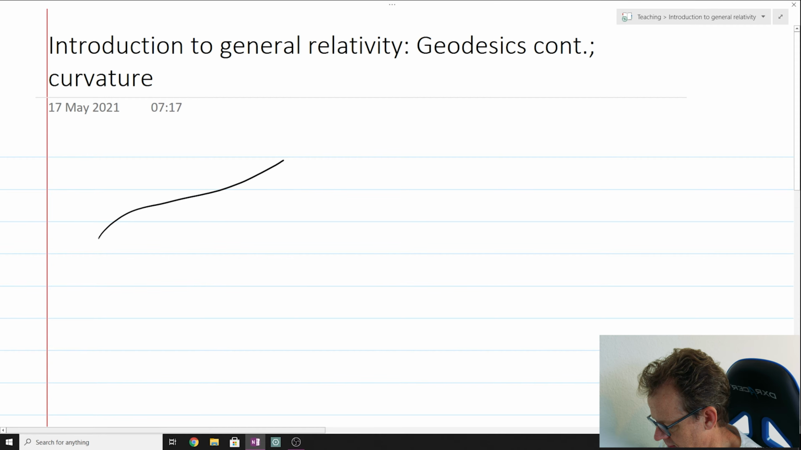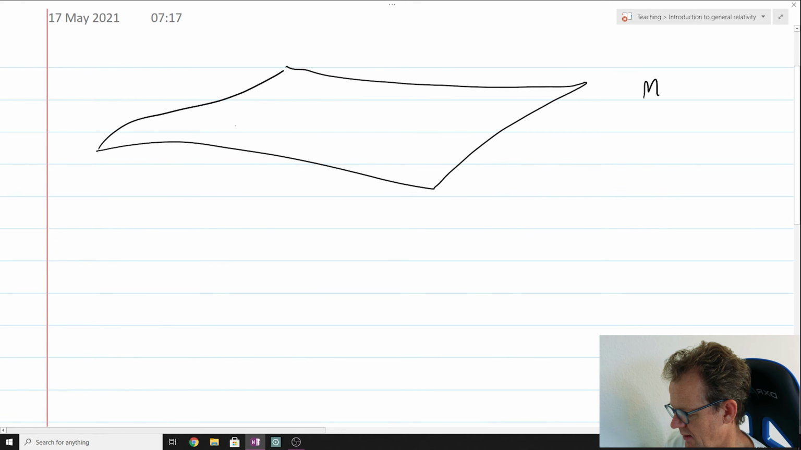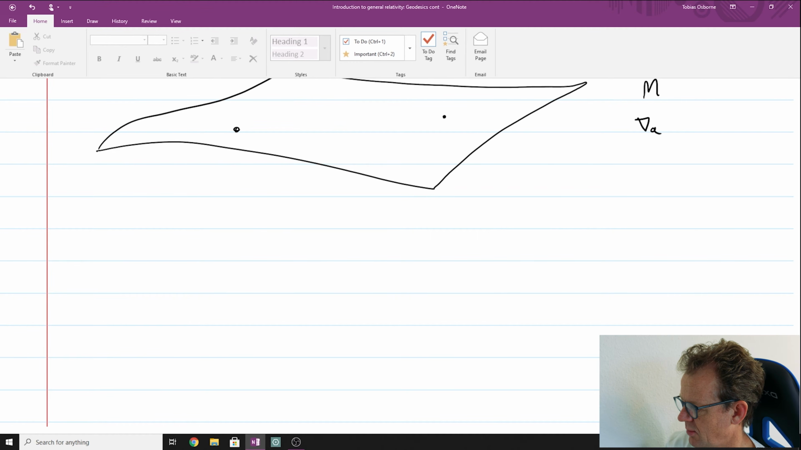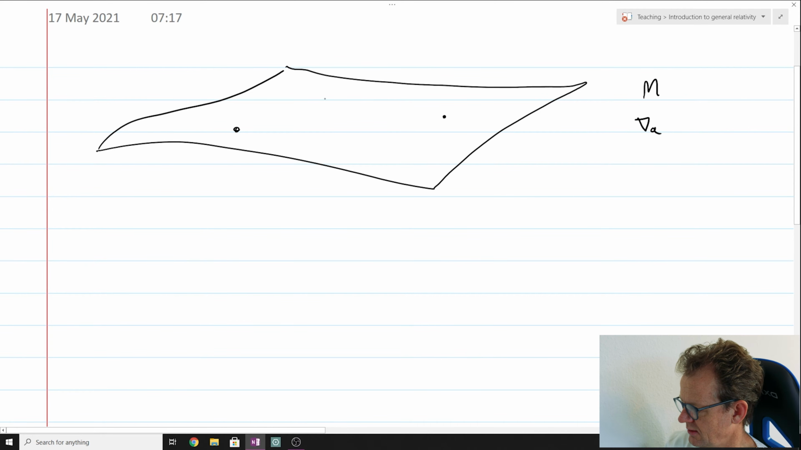Suppose we have a manifold M and we have 2 points on M, and we also have a derivative operator associated to M. Then we can associate to any 2 points and any derivative operator in a manifold a length of the curve that joins these 2 points. So we imagine we have some curve here that joins the 2 points. We'll call the 2 points P and Q. And we can associate to such a curve a length. Of course, we need a metric.